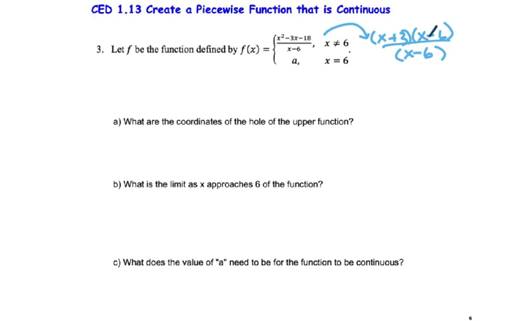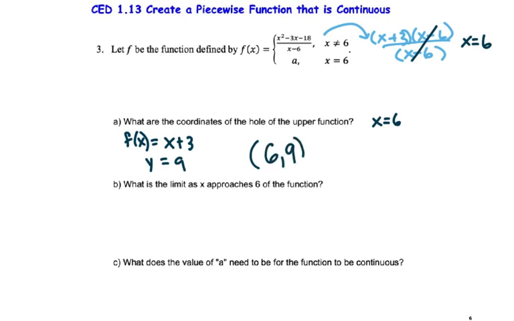Well, the hole is occurring because I can factor the expression and then cancel the problematic binomial out of the denominator, so the hole is occurring at x equals 6. At x equals 6, we have a hole, which is a removable discontinuity. You may recall from pre-calc that I want the coordinates of the hole. Well, x is 6. All I do is plug 6 into the reduced function, which is x plus 3, and that gives me my y value, so y equals 9. So the coordinates of the hole are (6, 9). I don't really need to find that, but there's a correlation, as you'll see.